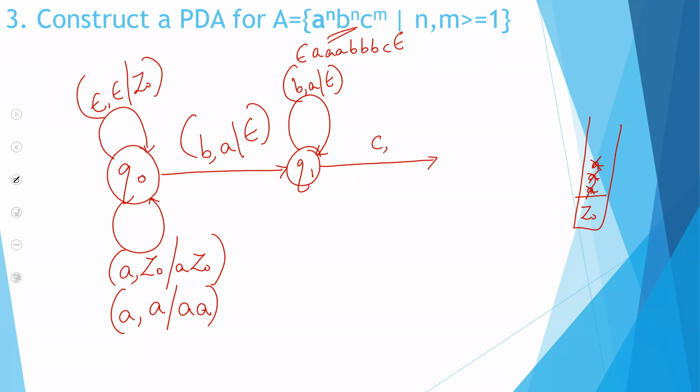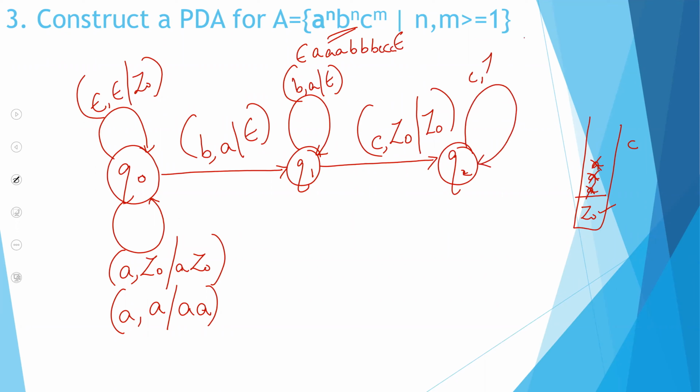You will be encountering a C. Now look here. The moment you encounter a C, all A's would have gone away. The top of the stack would be Z0. What should you do? Should you push or should you pop? Don't do anything. Leave it as it is. You're not bothered about the number of C's. Leave Z0 as it is. You might be encountering many C's. How many ever C's you encounter, do the same thing.